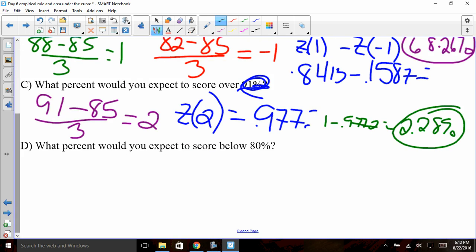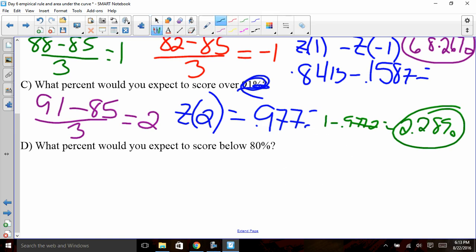Okay, last part. What percent do you expect to score below 80? Okay, so because we're going below 80, you can just go ahead and approach part D the way we had started to approach part B. Because remember, we're going to go from 0 onward. So we want to stop when we get to that 80. So we're on the right track by just using our normal z-score.